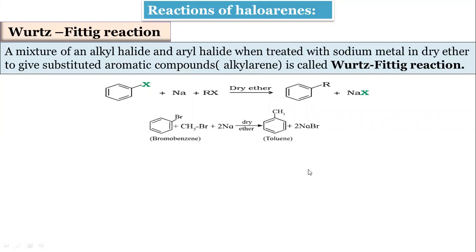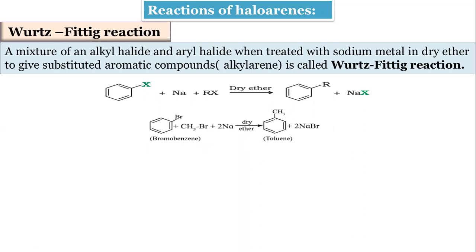We get the product toluene. See how toluene is prepared: the 2 Na removes this bromine and this bromine. 2 NaBr will be removed and this CH3 will be attached to the benzene ring. So this is a very good example of preparation of toluene by the Wurtz Fittig reaction. The question will be asked in the board exam: how will you prepare toluene by using bromobenzene?